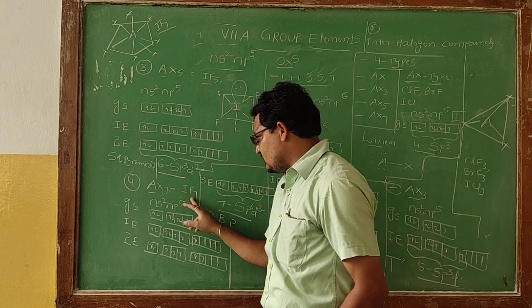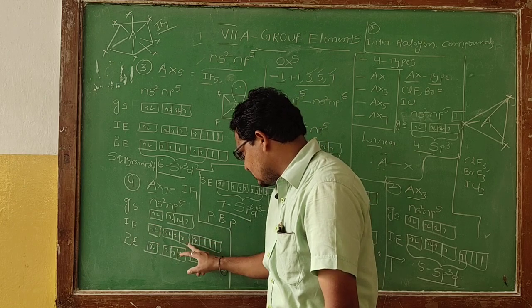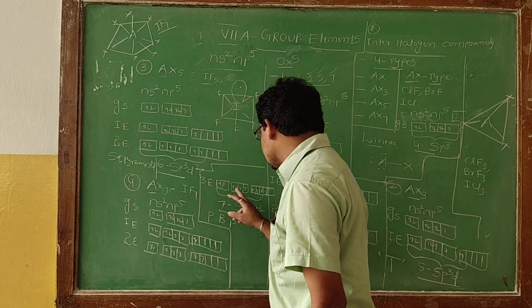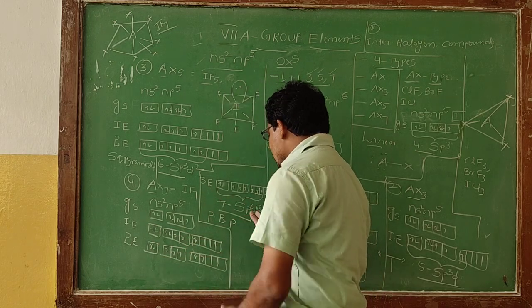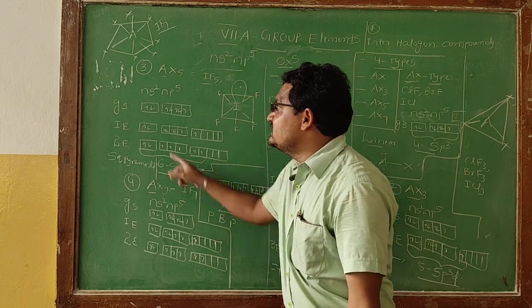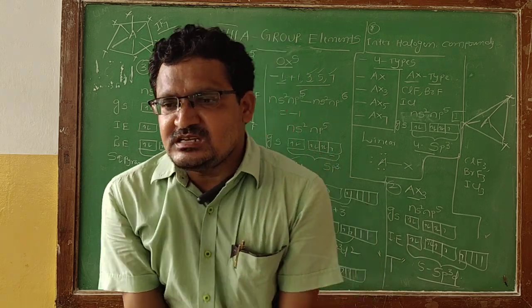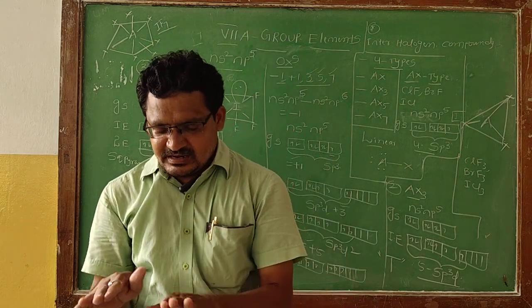AX7: the best example is IF7. In the ground state only 1 unpaired electron, first 3, second 5, third excitation state 7 unpaired electrons. Now it undergoes sp3d3, total 7. The shape of the molecule is pentagonal bipyramidal. So this is this topic.